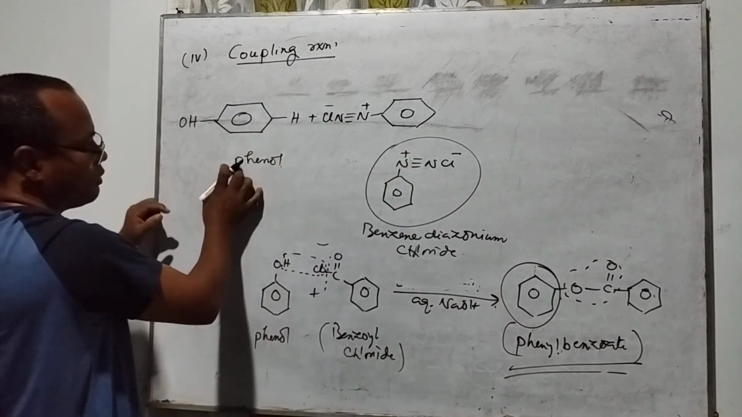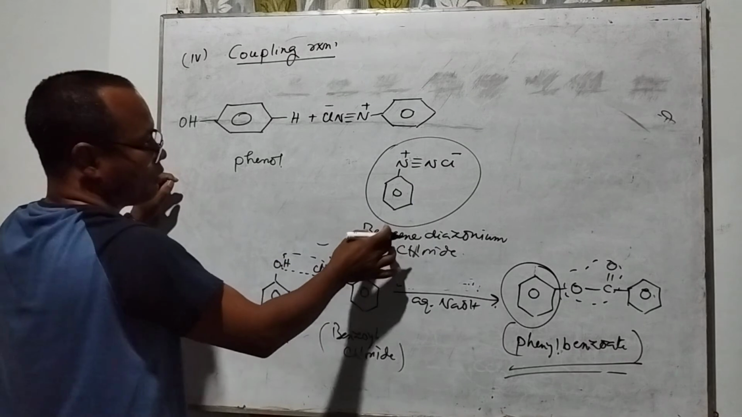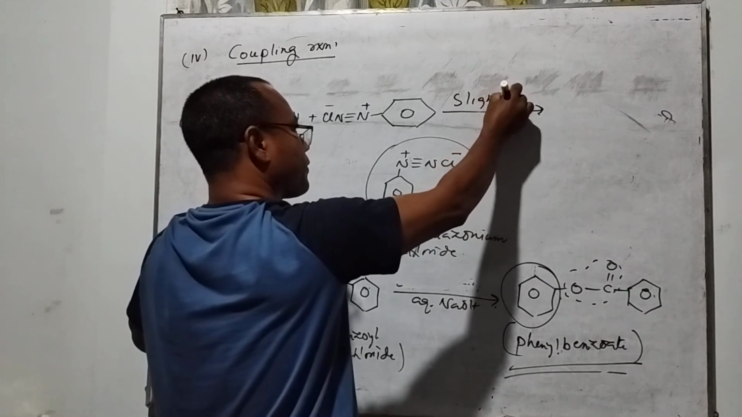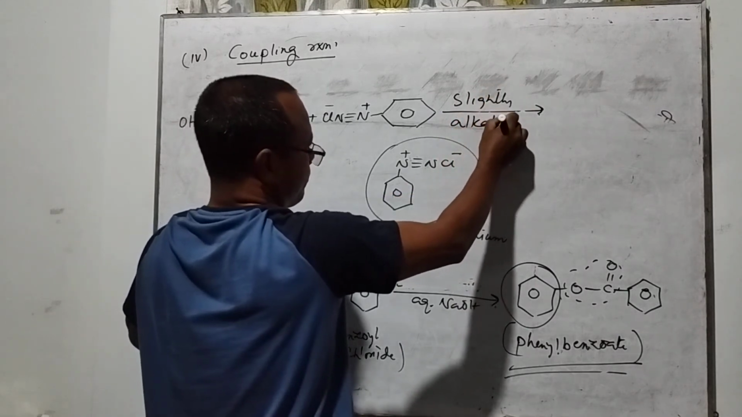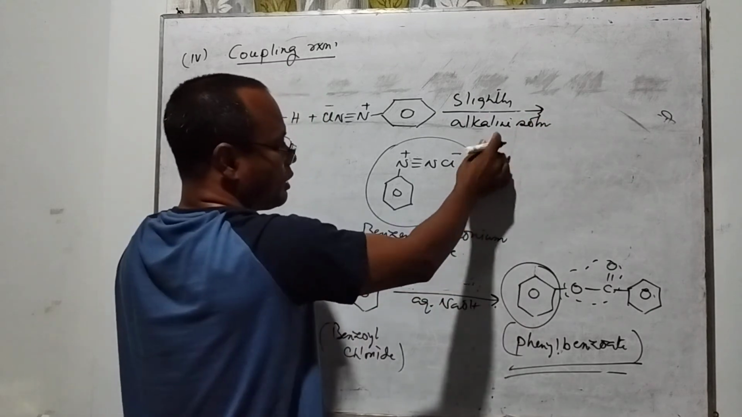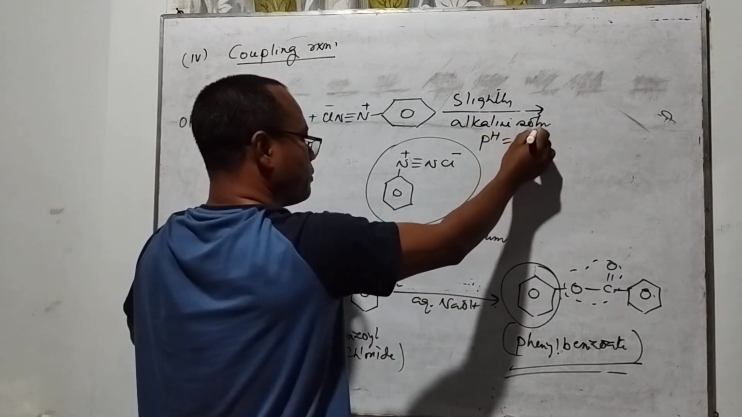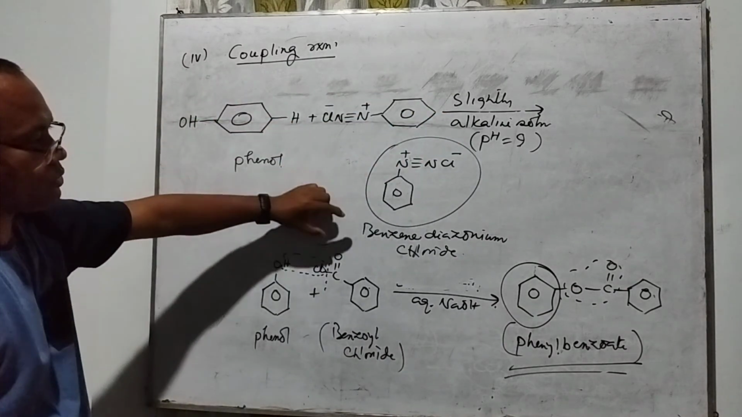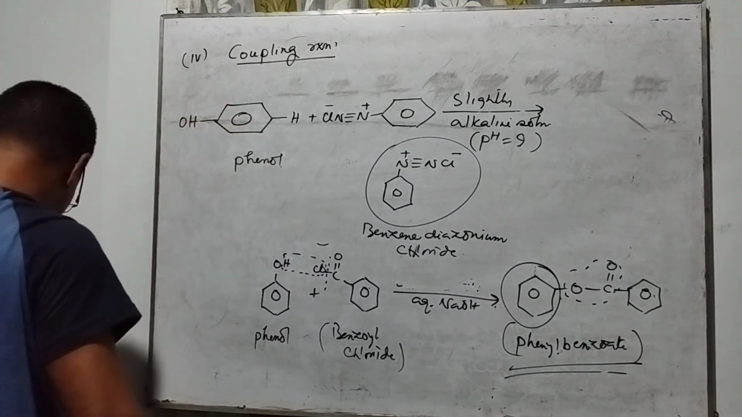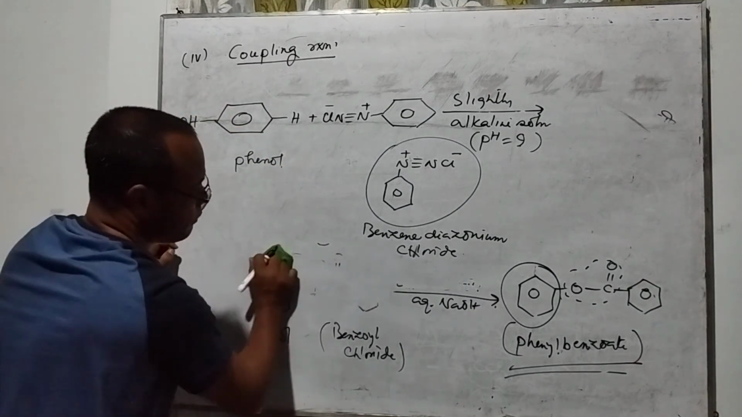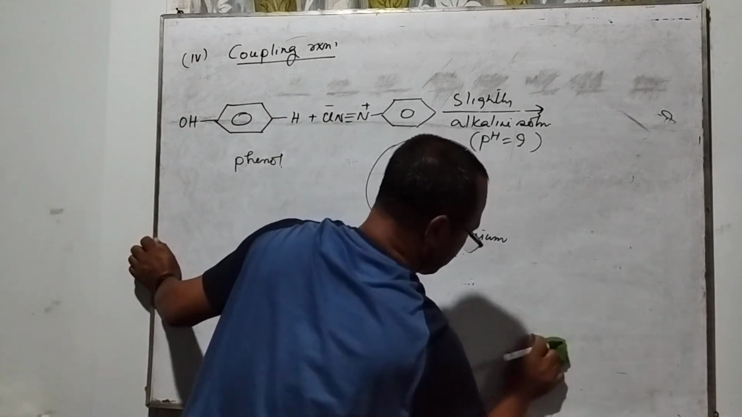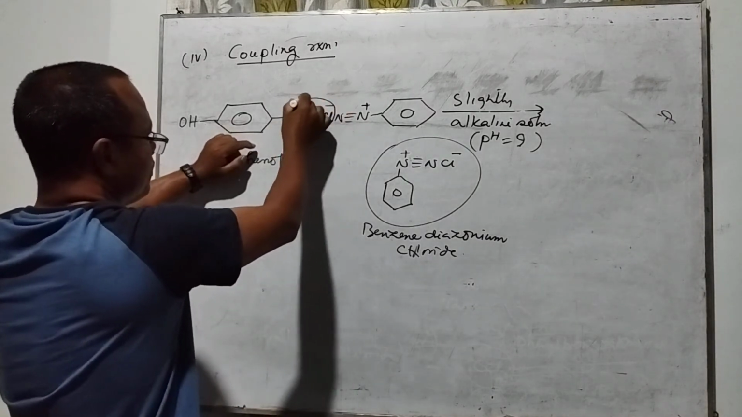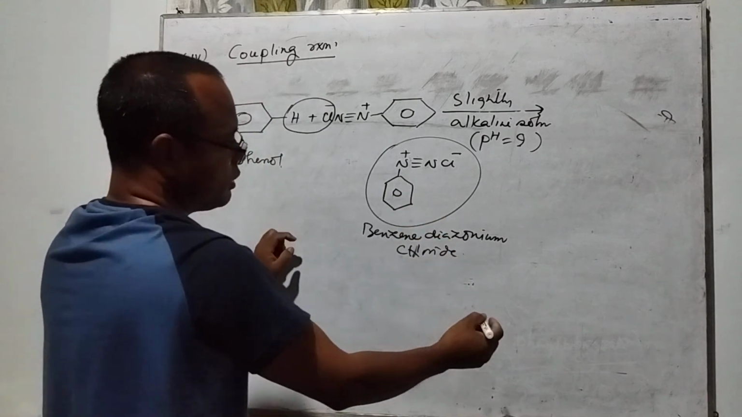So when the phenol is treated with the benzene diazonium chloride in a slightly alkaline solution, what is the pH of this solution maintained? That is pH 9. Under this medium, the benzene diazonium chloride couples with the phenol. So how do the coupling products form here? See, this hydrogen we remove, this Cl we remove here, and the remaining parts are joined together.